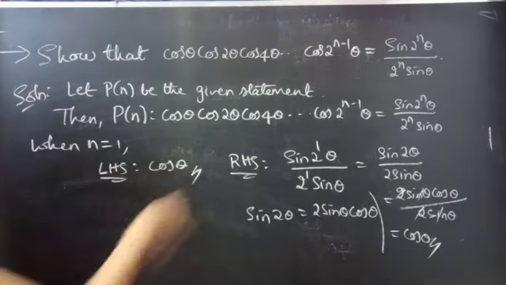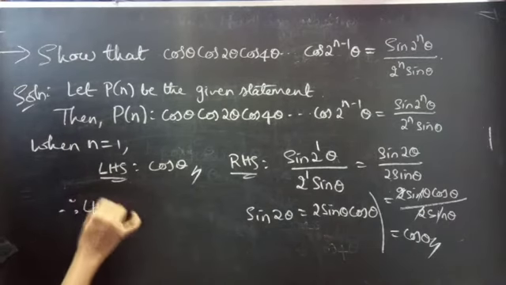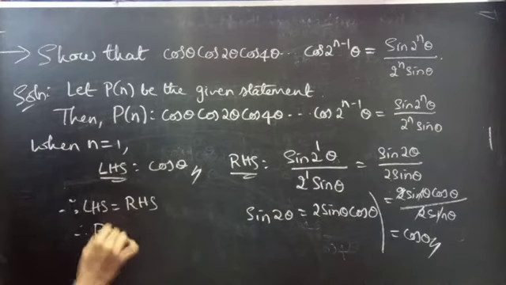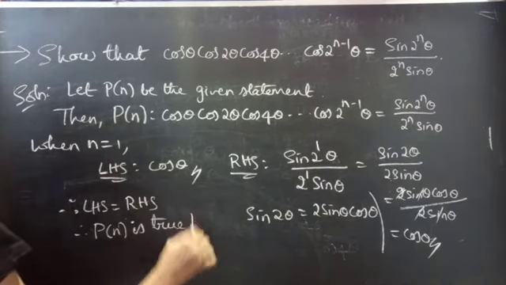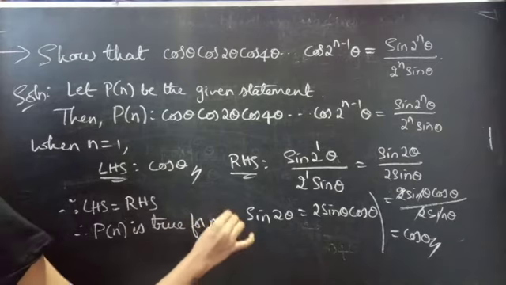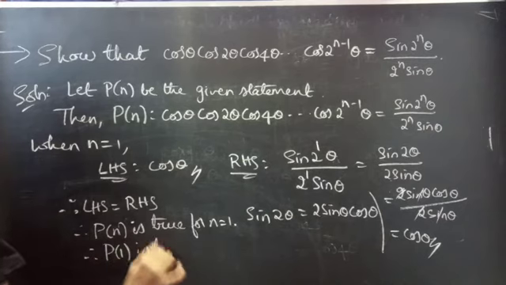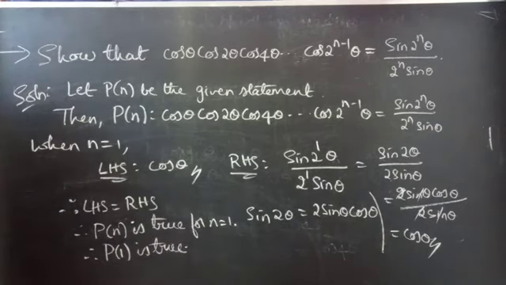So here LHS equals RHS. From this we can say that P of n is true for n equals 1, that is, P of 1 is true. You can also check for n equals 2.